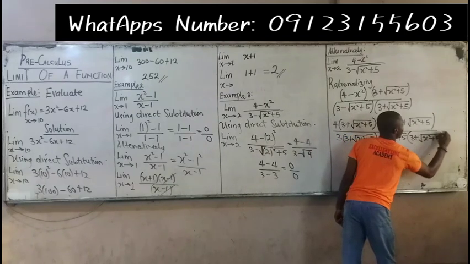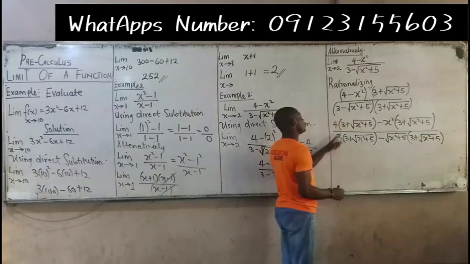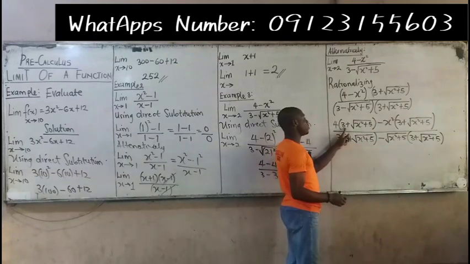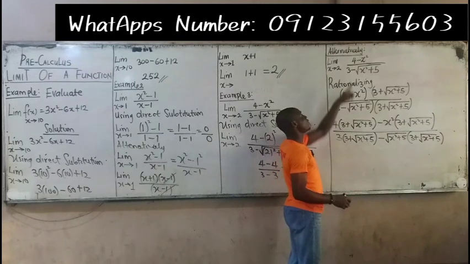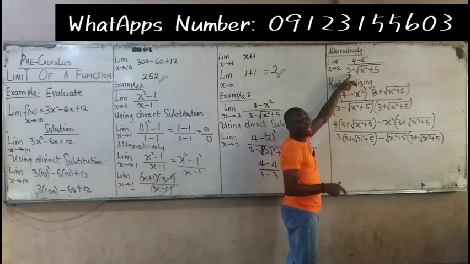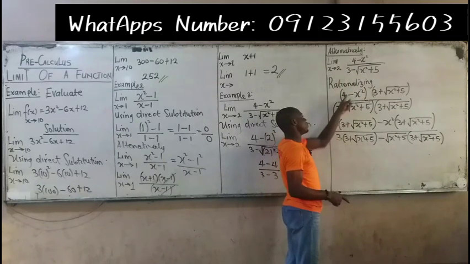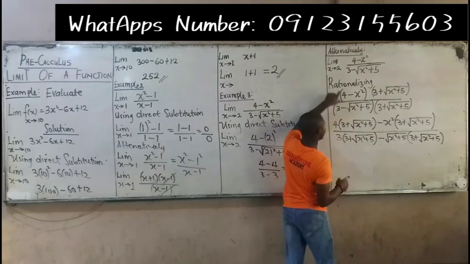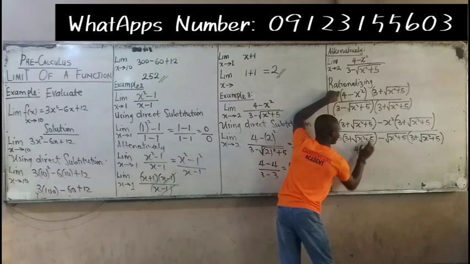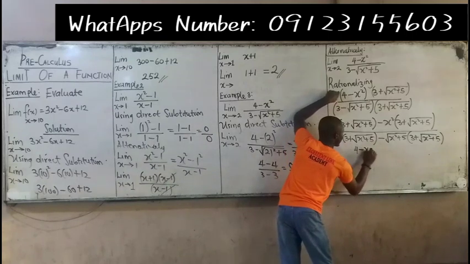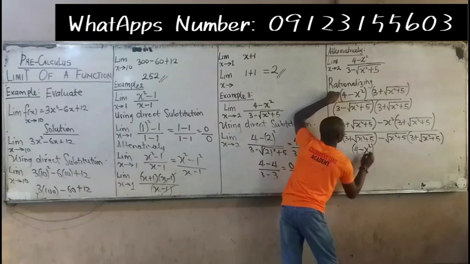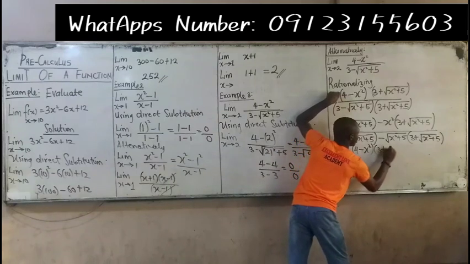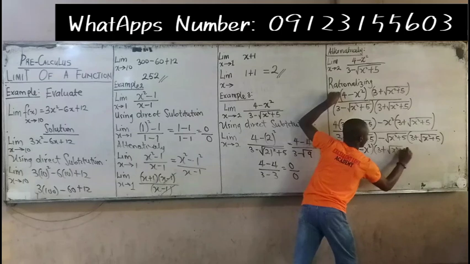Now listen please. You don't need to expand this. Yes, you don't expand this. I took the conjugate of the denominator. Hence, I'm expanding the denominator, not the numerator. So take this back to this. The 4 minus x squared into 3 plus root x squared plus 5, I have this all over.